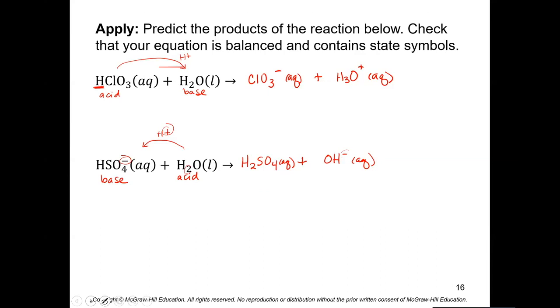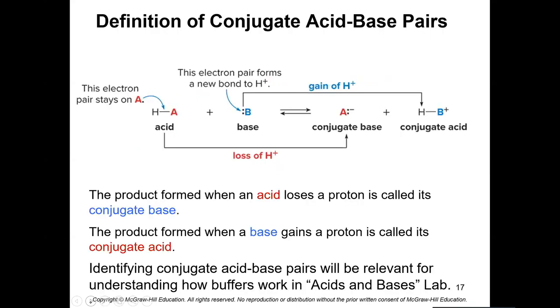So from here, this is how we can predict the products by understanding the definition of an acid, which is a proton donor, and the definition of a base, which is a proton acceptor. Now we have terms that we use to define the products that an acid makes or that a base makes. So let's look at this generic acid here, just HA.